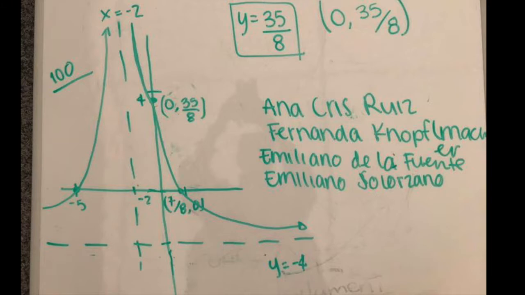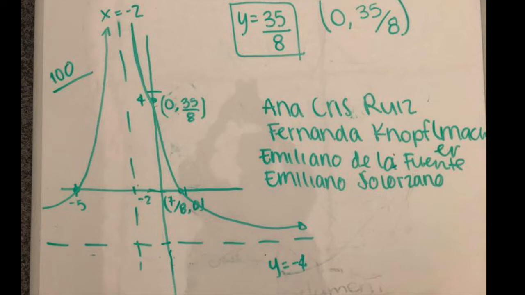After that, we are going to locate the two x-intercepts, which are 7 over 8 and minus 5. First, we're going to graph minus 5. You locate it in the graph and you put the coordinates, which are (-5, 0). After that, we're going to locate 7 over 8. When you locate it, you put a dot and you put the coordinate (7/8, 0).